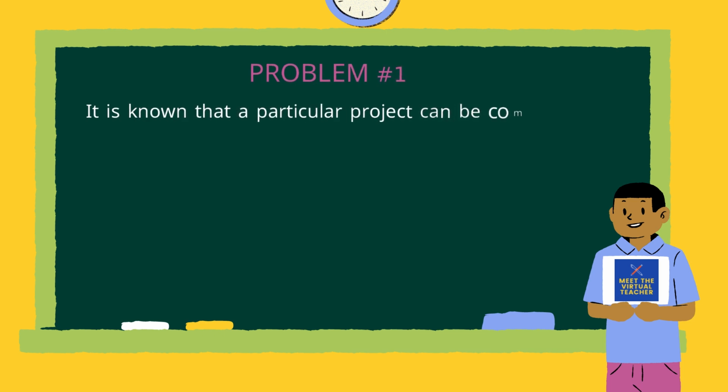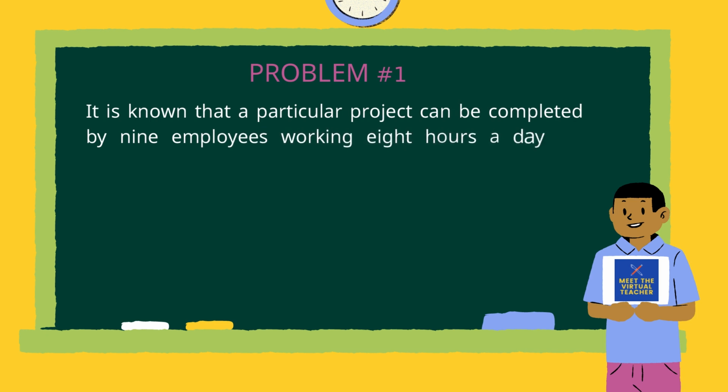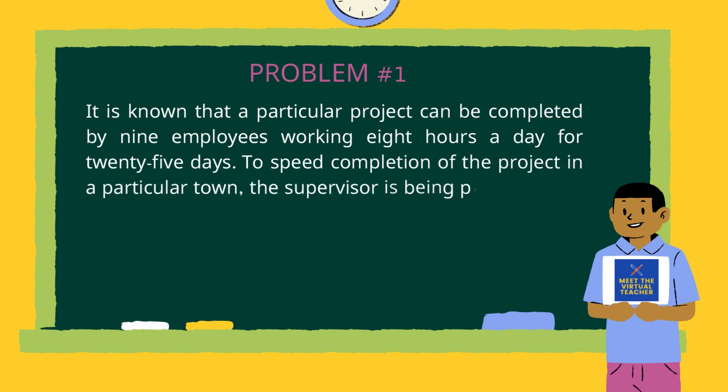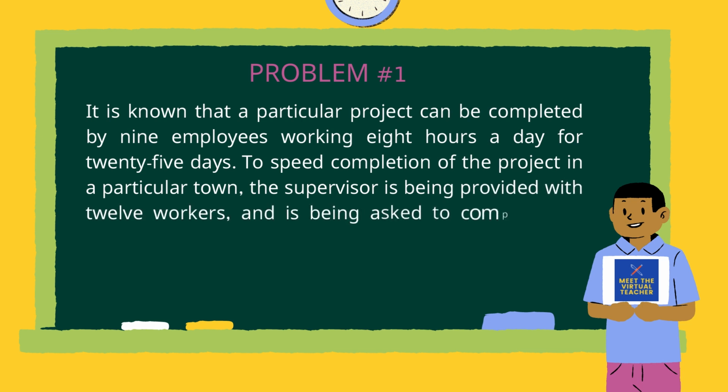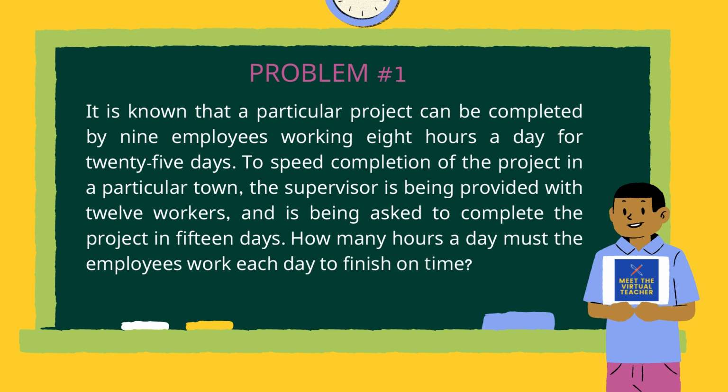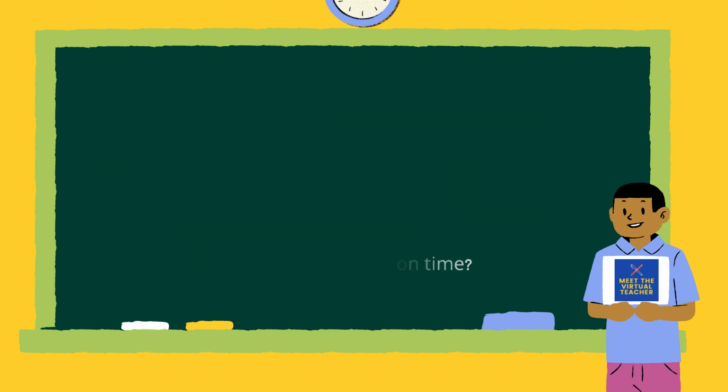Problem number 1. It is known that a particular project can be completed by 9 employees working 8 hours a day for 25 days. To speed completion of the project in a particular town, the supervisor is being provided with 12 workers and is being asked to complete the project in 15 days. How many hours a day must the employees work each day to finish on time?